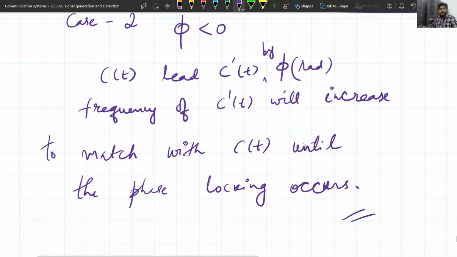So in this way, this is how we detect the DSB-SC signal by using coherent detection, by applying a negative feedback which is known as the phase discrimination, and this whole system is known as the Costas receiver.